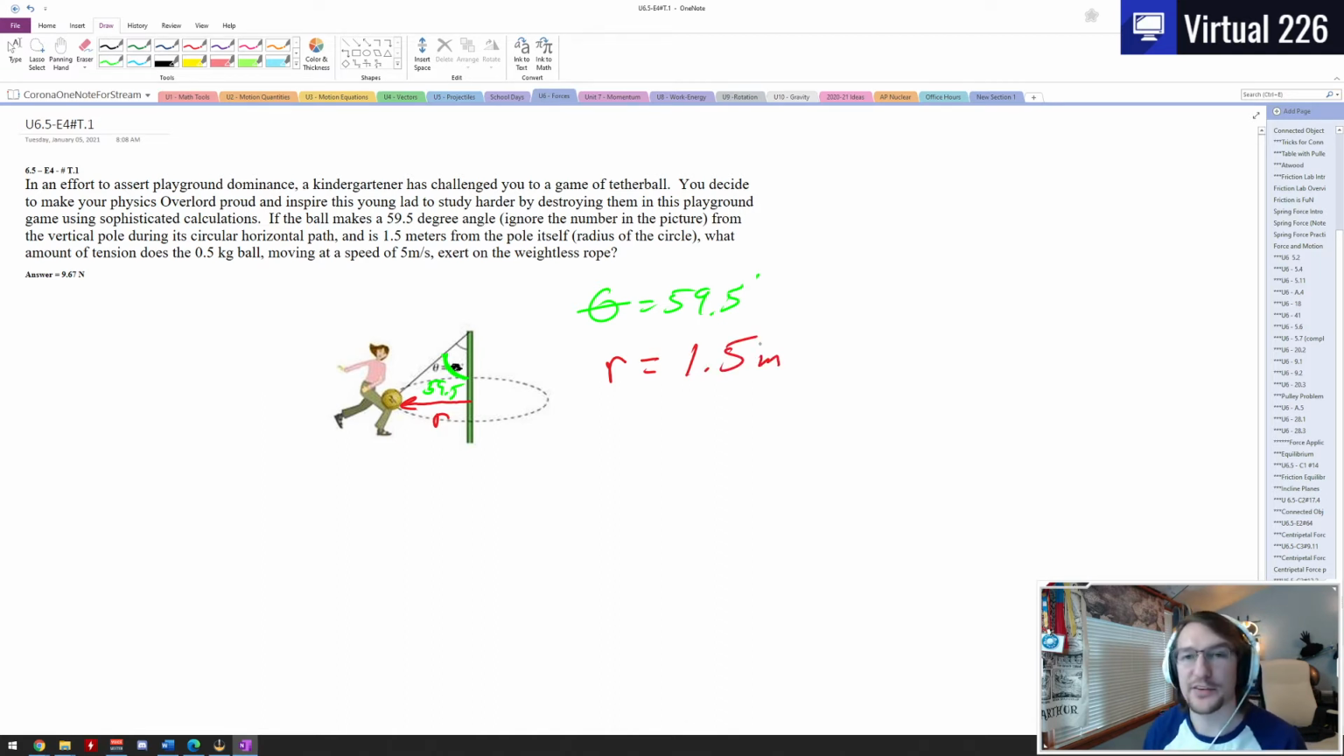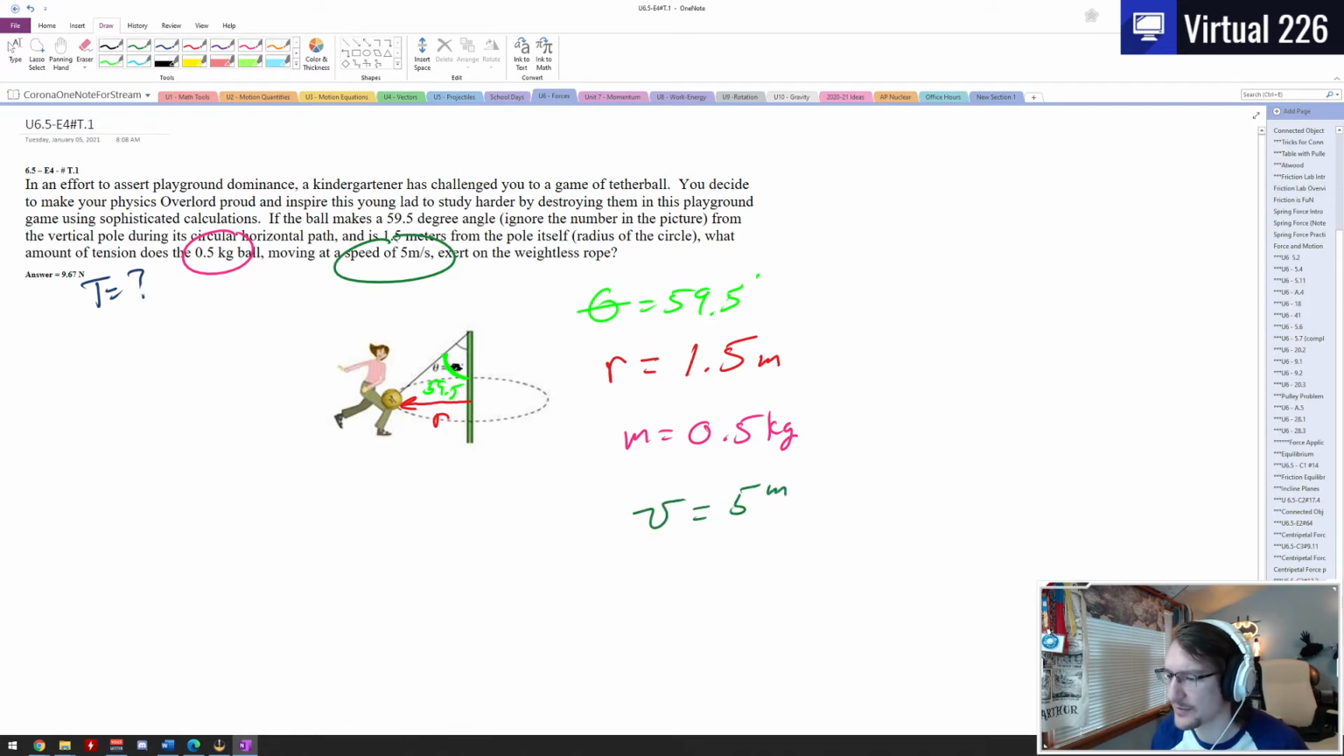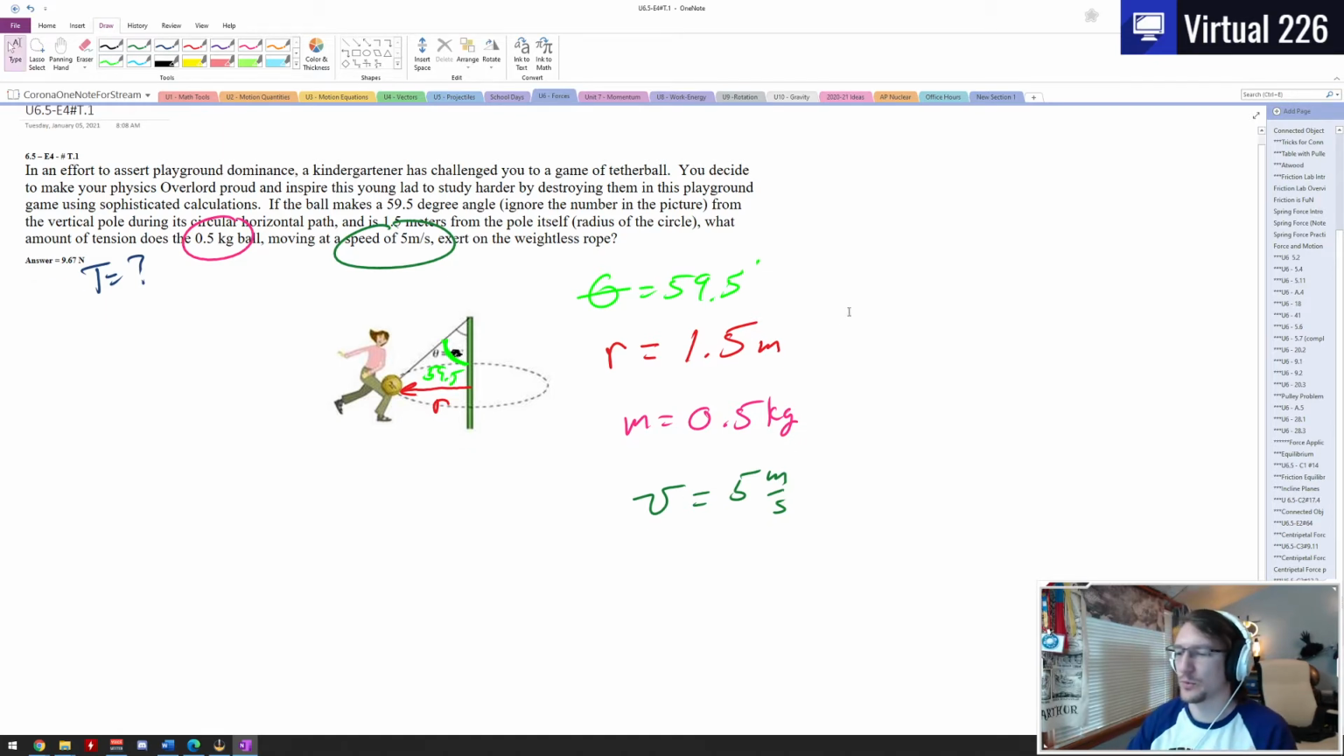Okay. Previously, when we did our practice, we would have just tried to figure out the height that the ball is at. But let's take it a little further. What amount of tension? So we're looking for a tension here. Does the 0.5 kilogram ball, so we know the mass is 0.5 kilograms, exert on the rope if it's moving at a speed of 5 meters per second. So that's our speed here. Velocity equals 5 meters per second. And our rope is weightless here. We're not doing anything weird like that.